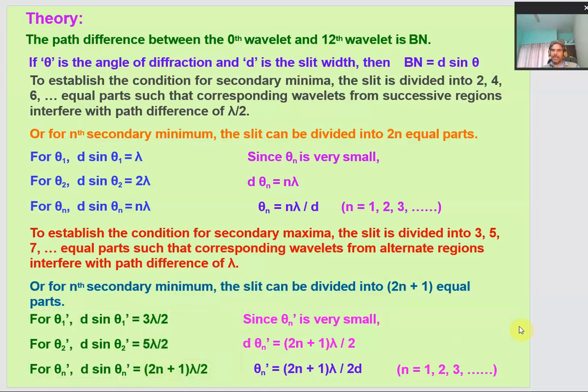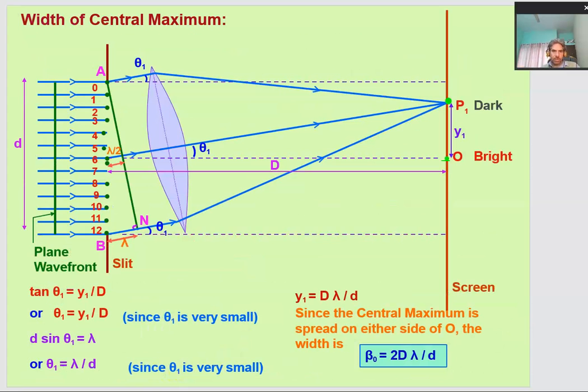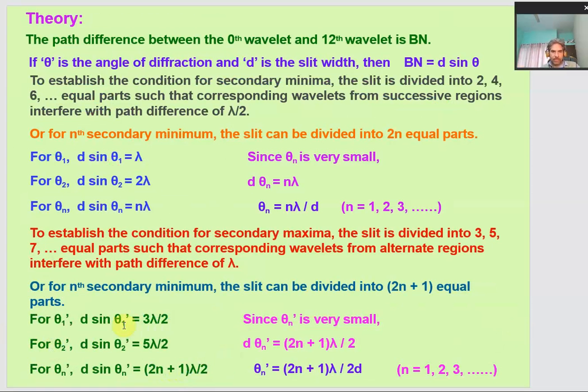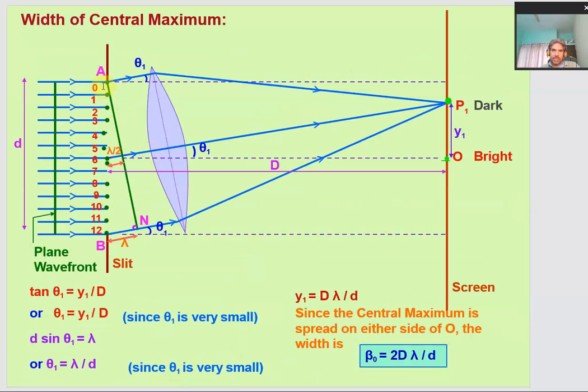So how do we get a bright spot? How can we understand that? To understand that, we suppose, for example, the first case of path difference, which is 3 lambda by 2. In this case we suppose the slit is divided into 3 equal parts, out of which 2 parts just cancel each other whenever they reach point P1 on the screen. Of the 3 parts, two cancel each other, but the light coming from the third part remains uncancelled and hence illuminates the point P1 on the screen. So therefore point P1 will be the position of the bright fringe.